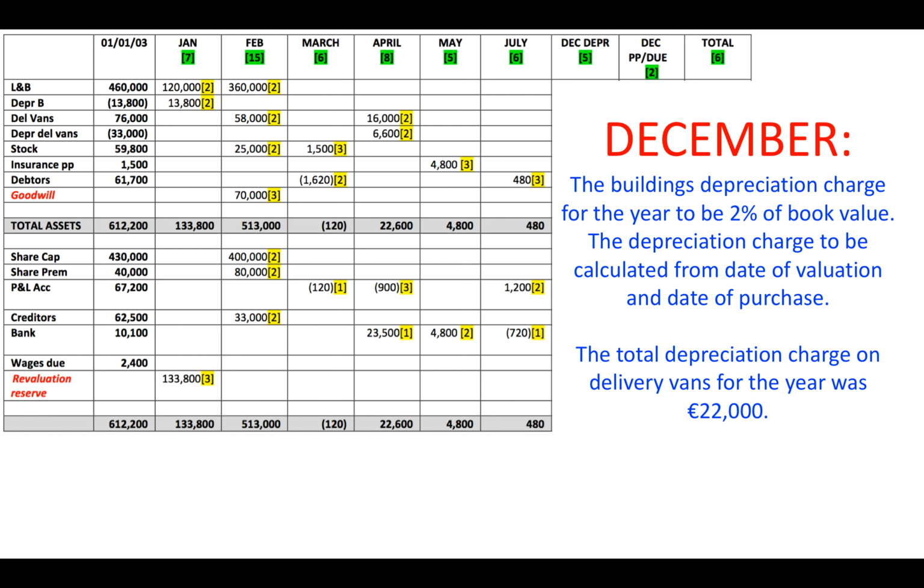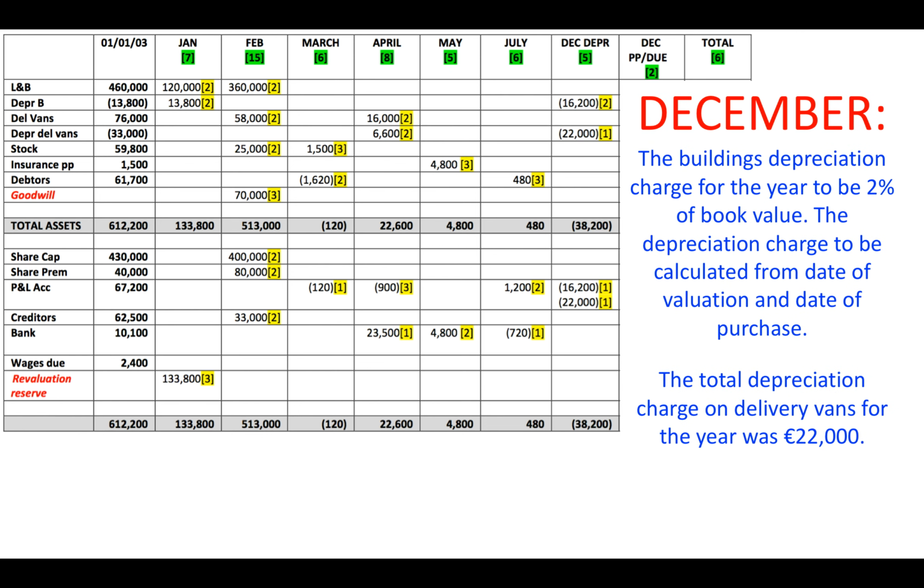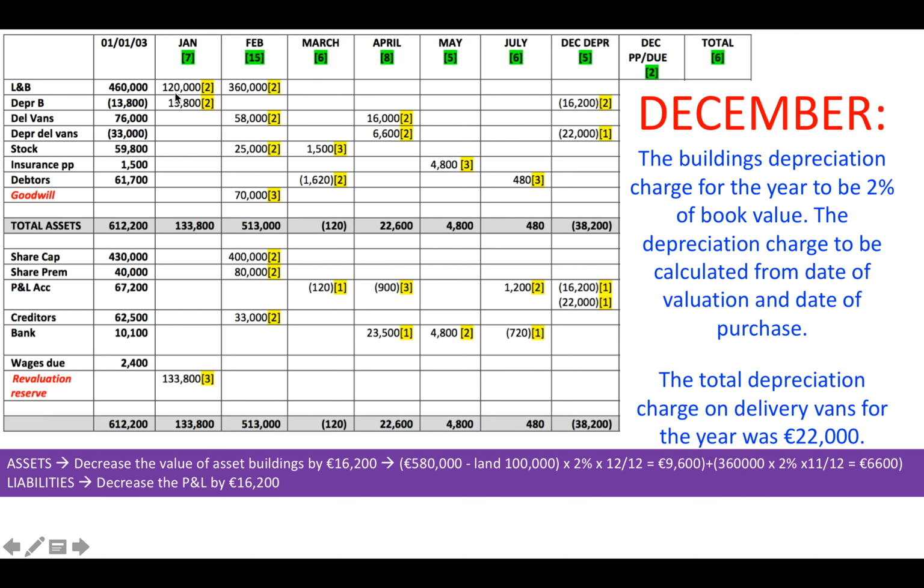The last month that we have to do is December. So the building's depreciation charge for the year is to be 2% of book value. The depreciation charge to be calculated from date of valuation and date of purchase. The total depreciation charge on delivery vans for the year was €22,000. Okay, so earlier on, I hope you remembered that we had land incorporated in this new value of €580,000. So let's take a look.